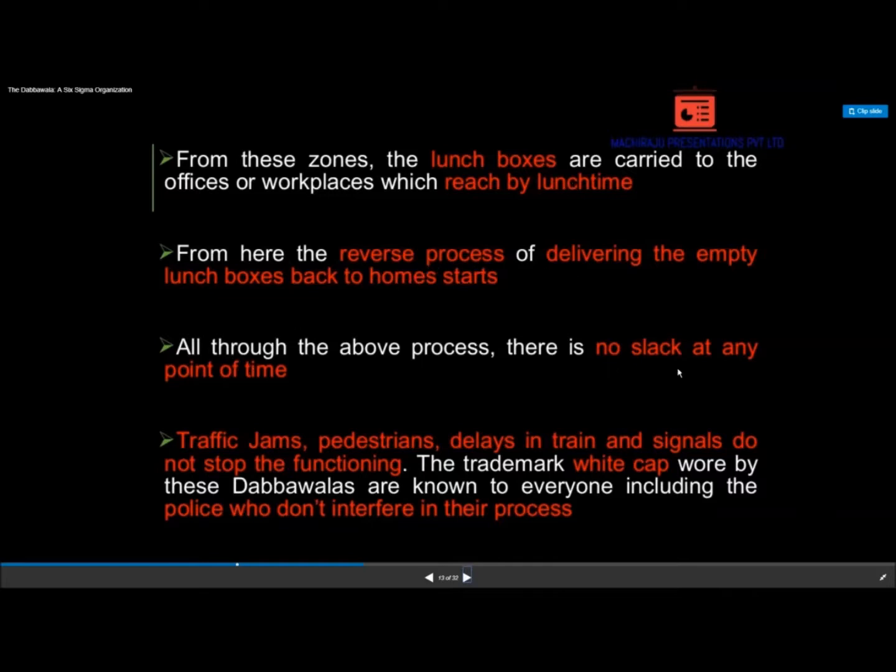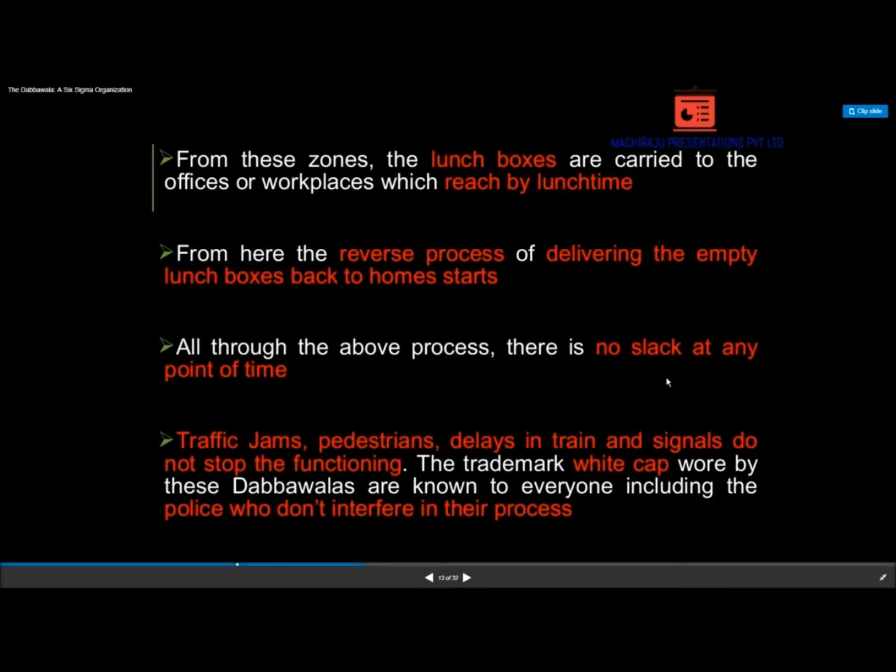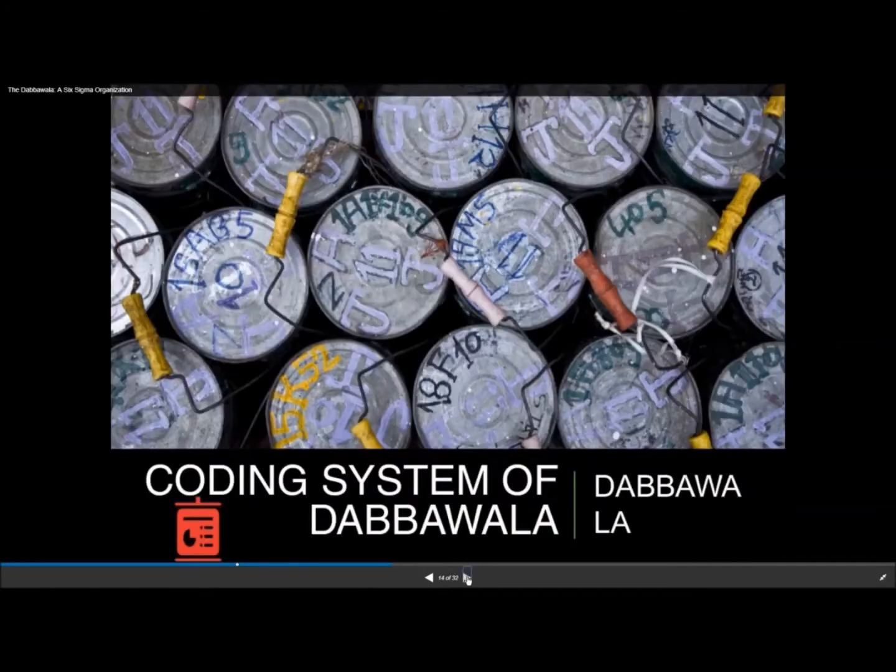There is no slack. It's always everything has to be bang, bang, bang, bang, accurate. Okay? Traffic jams, pedestrians, delays in train signals do not stop the functioning. They wear that trademark white cap that you saw in the picture. These Dabbawalas are known to everyone, including the police, who do not interfere in the process.